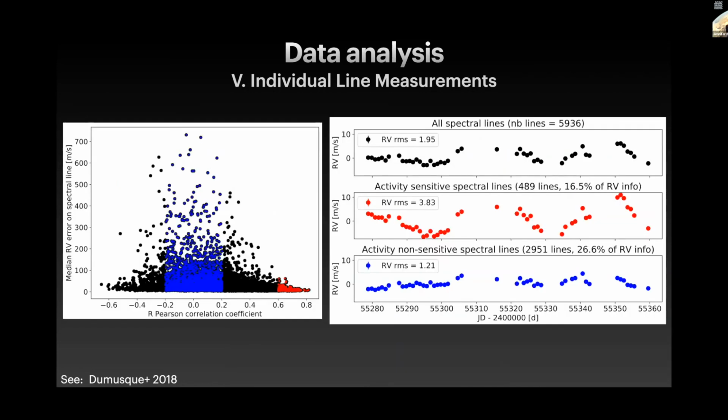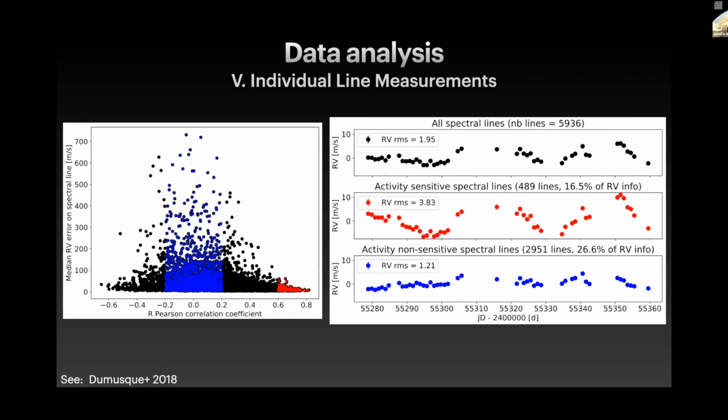The scatter plot on the left here shows the correlation coefficients measured for the 6,000 lines that he investigated. And if we plot the RVs derived from the whole data set, we get the black time series shown at the top of the right side panel, and that has an RV RMS of about 2 meters per second. If we plot just the lines that showed strong correlations, the red part of the scatter plot, we get the middle panel, and that has an RV RMS of almost 4 meters per second and shows a stronger motion that is tied to activity.